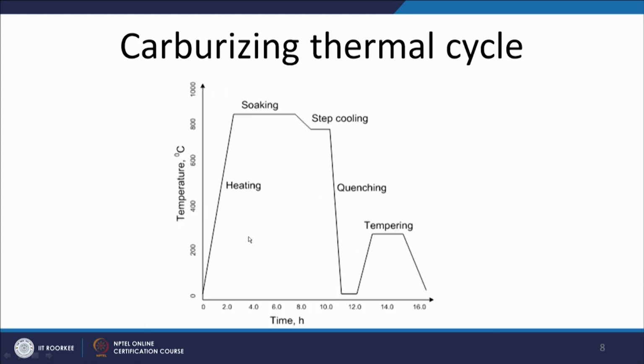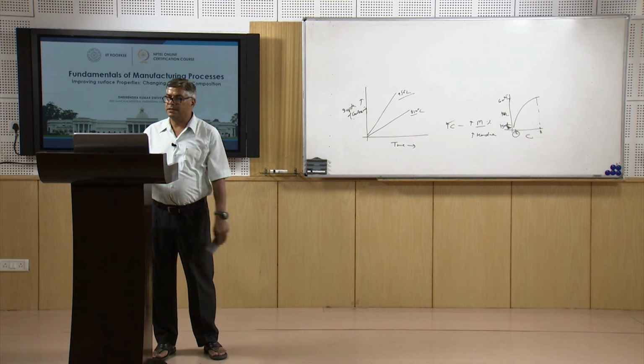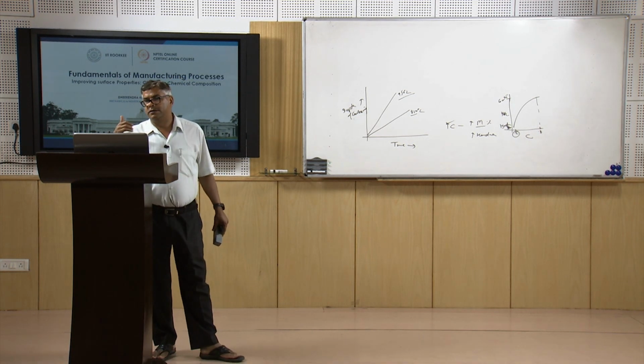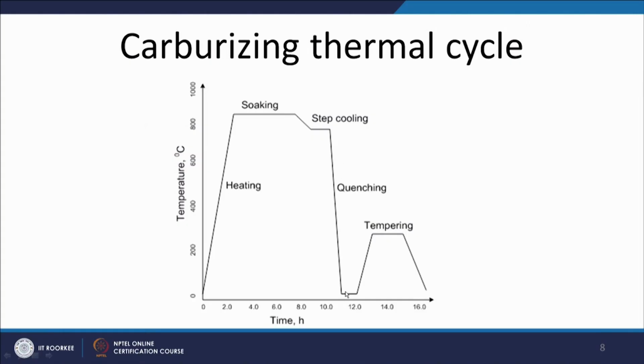This is a typical heat treatment cycle used for carburizing. Initially there is heating, then holding, during which carbon enrichment takes place. Then step cooling is carried out to avoid unnecessary residual stress formation, or the distortion tendency due to thermal shock kind of conditions. So step cooling helps in avoiding cracking as well as distortion tendency. Thereafter, rapid quenching helps to achieve the martensitic transformation, and after the martensite is formed, it is tempered.